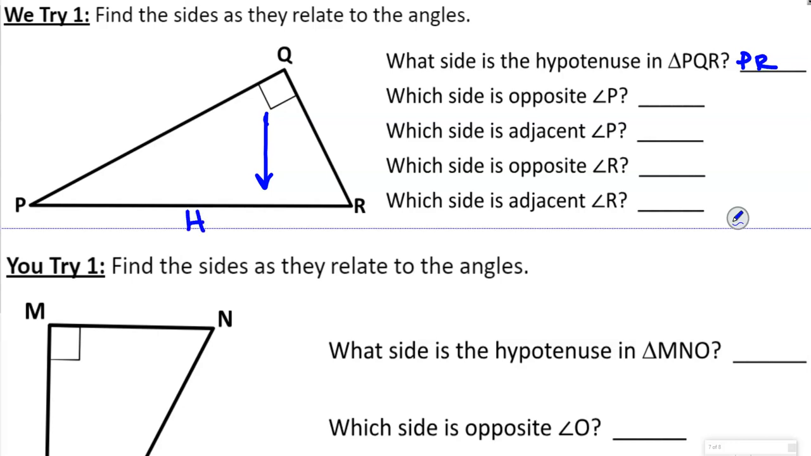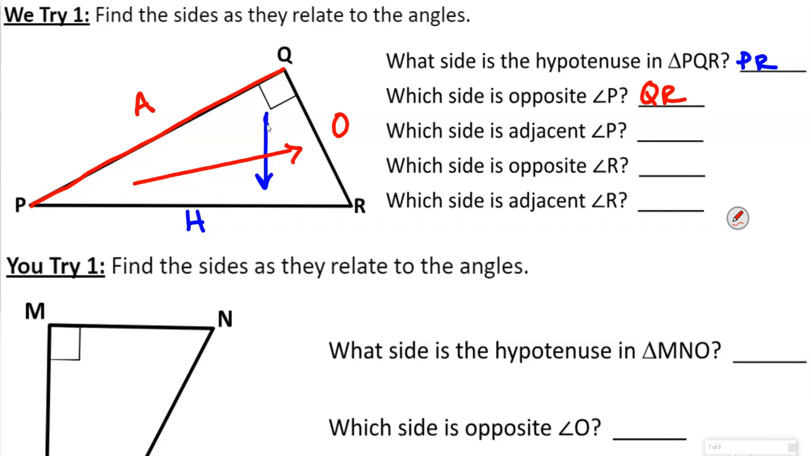Then let's talk about what side's opposite angle P. Opposite angle P, that's opposite right there. That's going to be QR, right? Okay, and what is adjacent? What's the only thing that's left that's not marked? It's this one right here, right? So that's going to be our adjacent side to angle P. It's going to touch angle P. Y'all got me? So adjacent's always going to touch the angle. So that's going to be PQ. Okay, now I'm going to erase our red again.